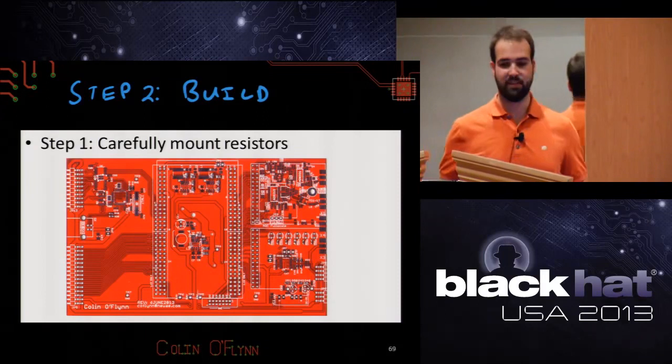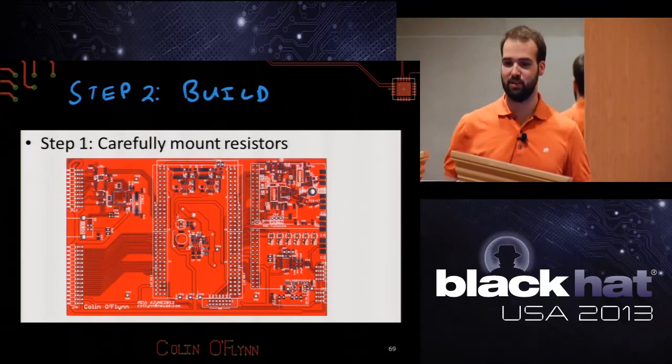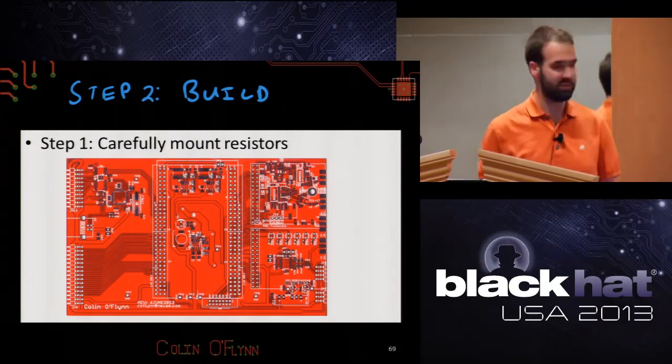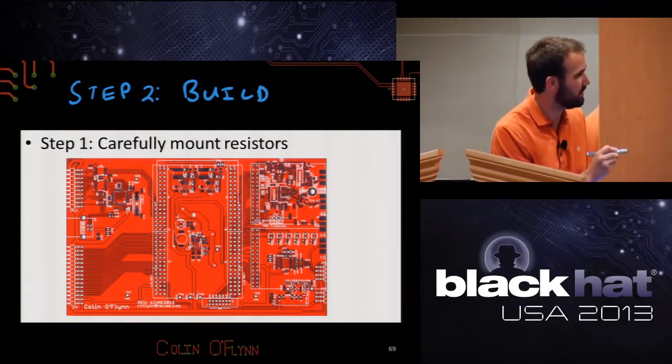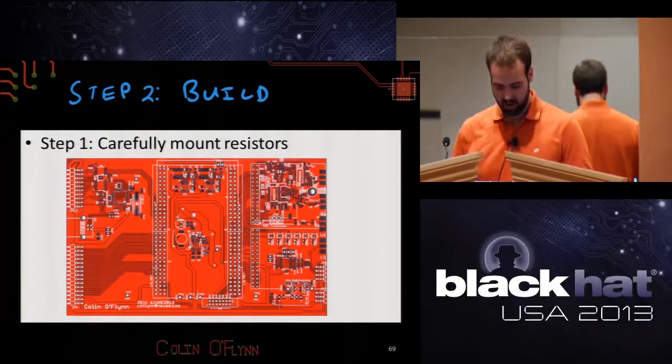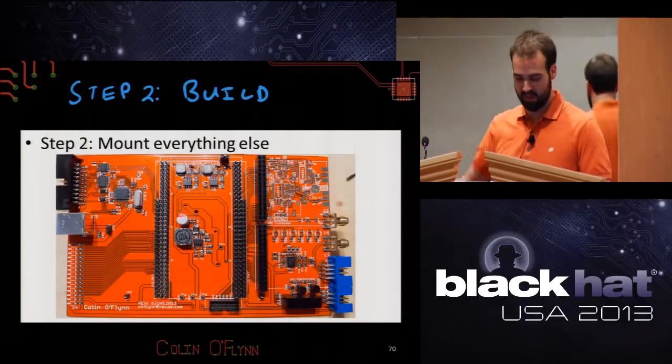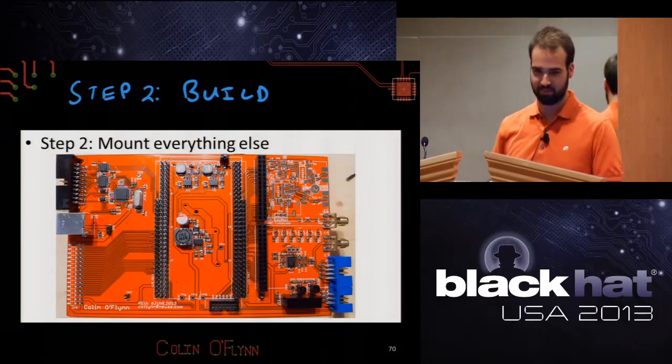Assembling them is like assembling any electronics device, basically 2 steps. First, you would carefully mount the small resistors that you might be able to barely see mounted on the board there, and then you would just build everything else, and you're done. So that is the 2 steps, so you can have your own ChipWhisperer.